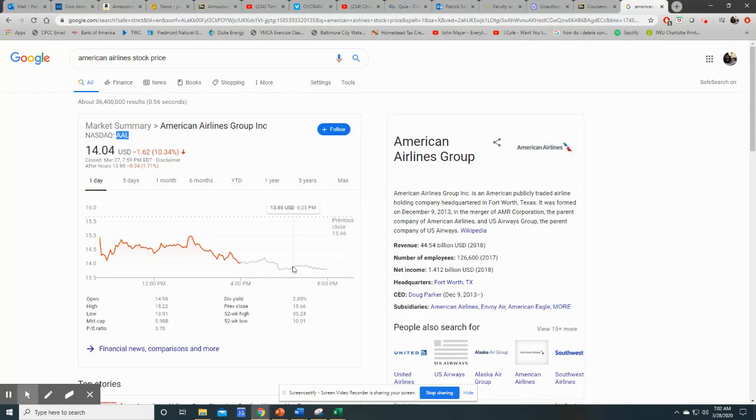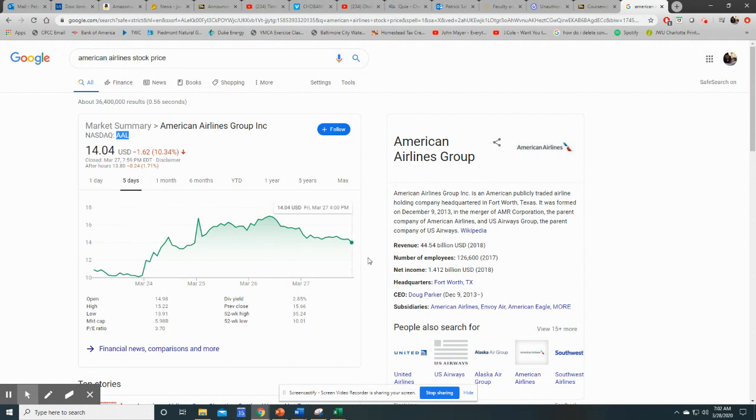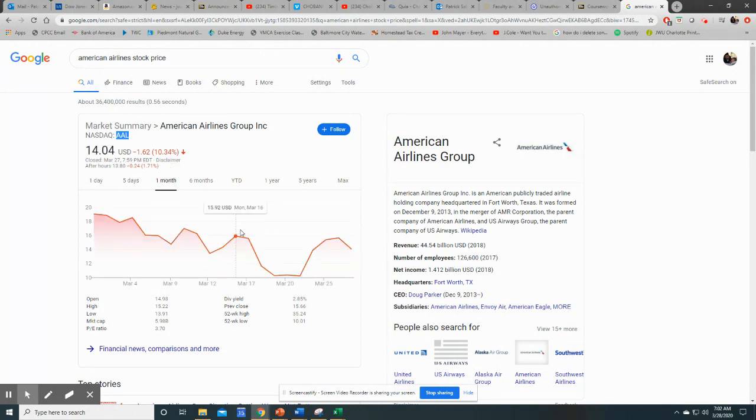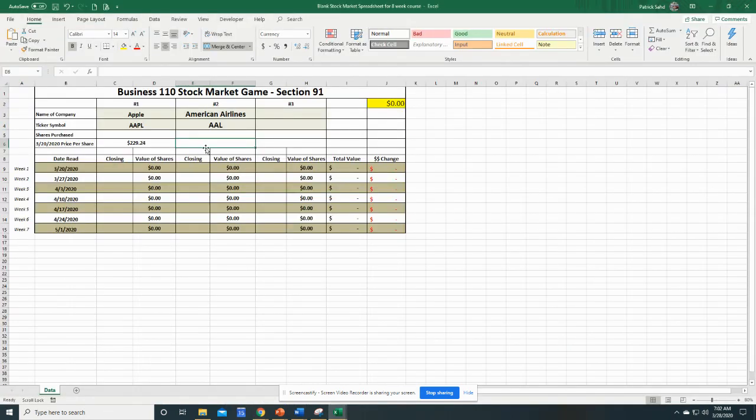I have to find their share price from March 20th. March 20th looks like it was all the way down to $10.38. So I'm going to type that in. Notice how I already formatted this. Your currency symbol is going to pop up. So you're just going to kind of plug and chug. And I actually built formulas in here for you as well.